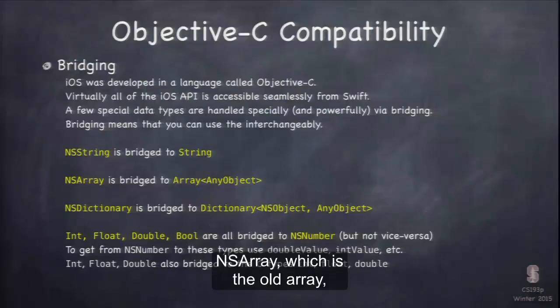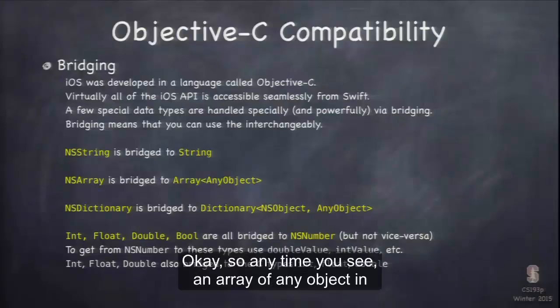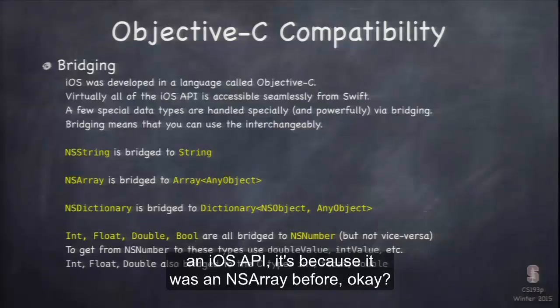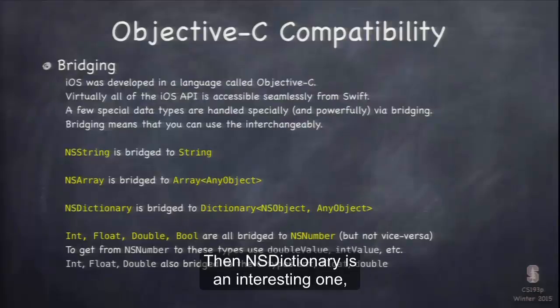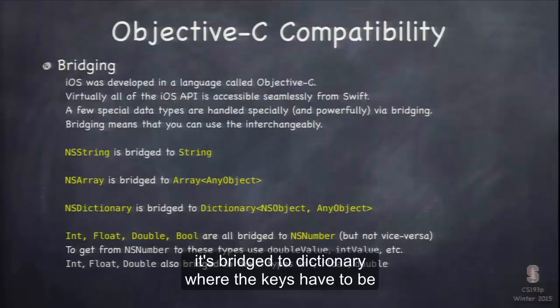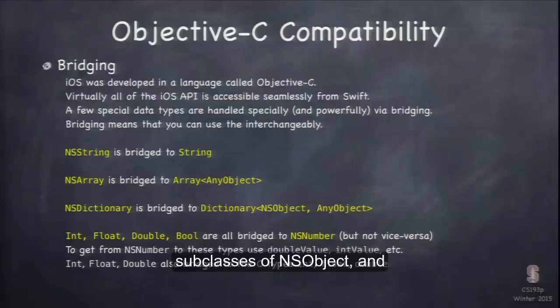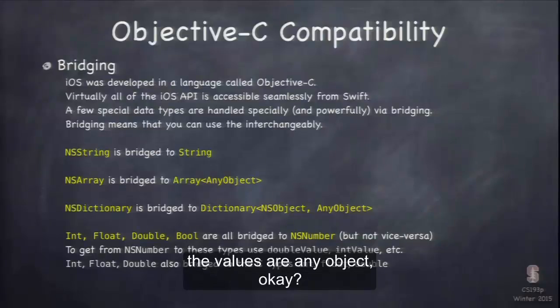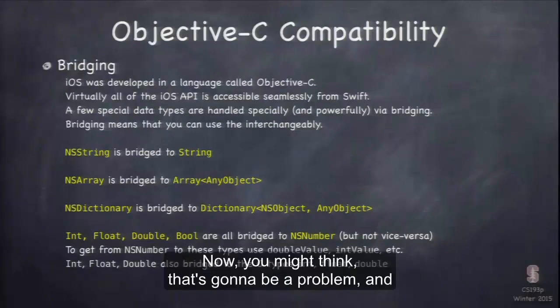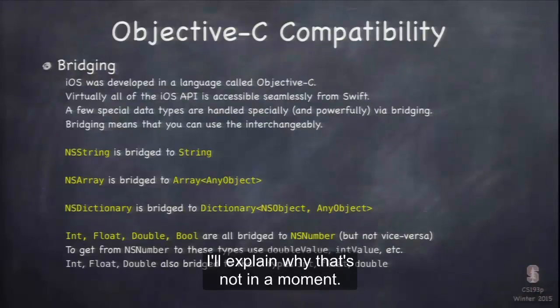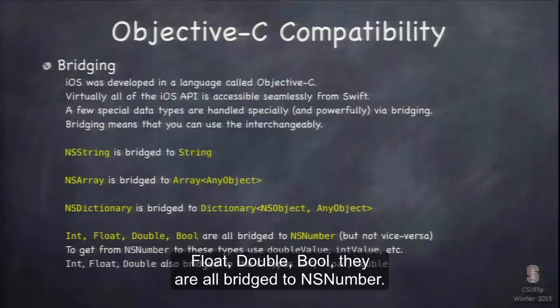NSArray, which is the old array, is bridged to Array of AnyObject. Okay, so anytime you see an array of AnyObject in an iOS API, it's because it was an NSArray before. Okay? Then NSDictionary is an interesting one. It's bridged to Dictionary where the keys have to be subclasses of NSObject and the values are AnyObject. Okay? Now, you might think, oh, that's going to be a problem, and I'll explain a little bit why that's not in a moment. And then, of course, Int and Float, Double, Bool, they're all bridged to NSNumber.